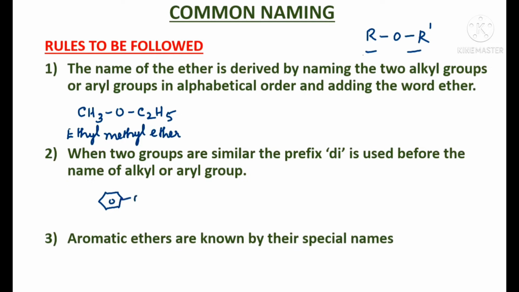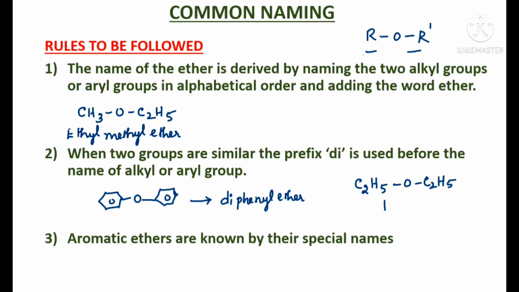This is a phenyl ring, and this is another. So here we are having two phenyl rings, is it not? So how will you name this? Diphenyl ether. Understood? So this is the answer. If two similar alkyl groups are there, C2H5-O-C2H5, for this you should give the name diethyl ether. Understood? Diethyl ether. So this is the answer.